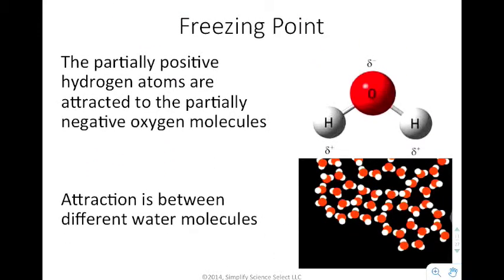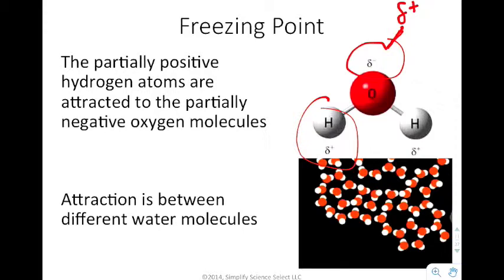And freezing point is, you have a partially positive hydrogen atom and you have a partially negative oxygen atom. There's an attraction between these water molecules because of the fact that they have this polar bond. Okay, so you have an intermolecular attraction. Remember we talked about earlier in the year, we said opposites attract. So when you have another partial positive right here, there's an attraction between different water molecules.